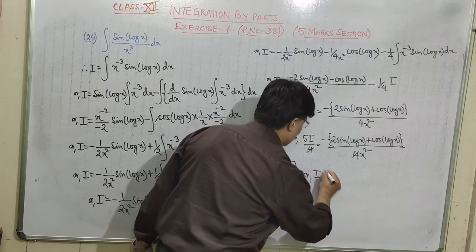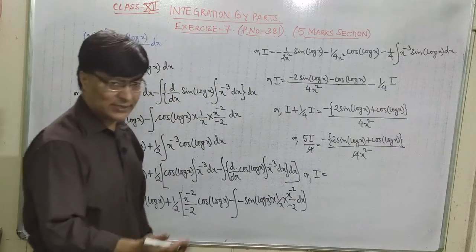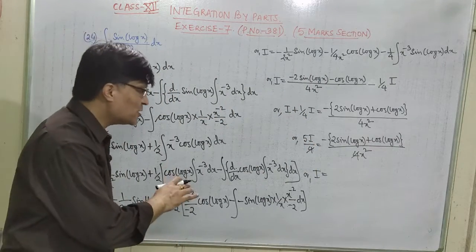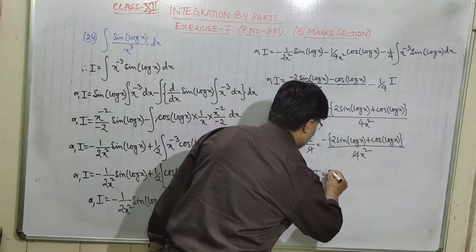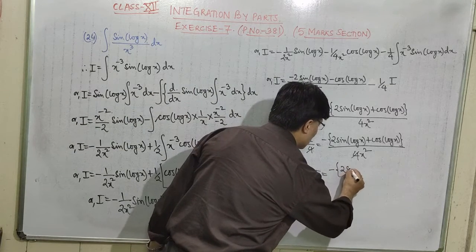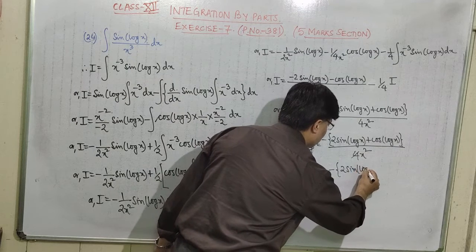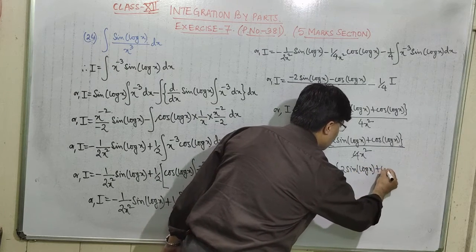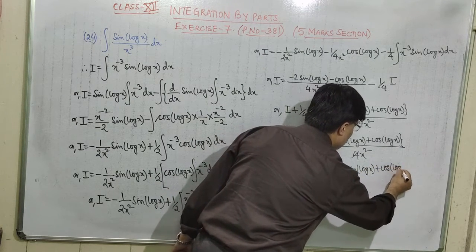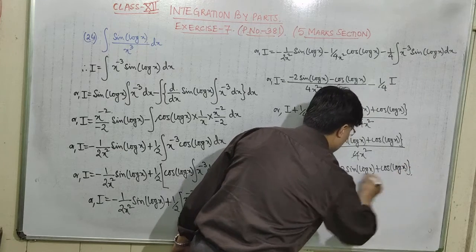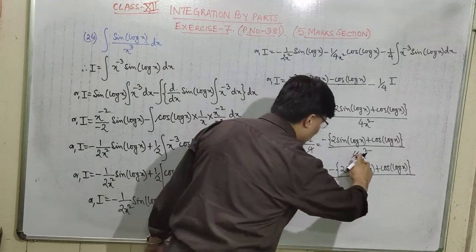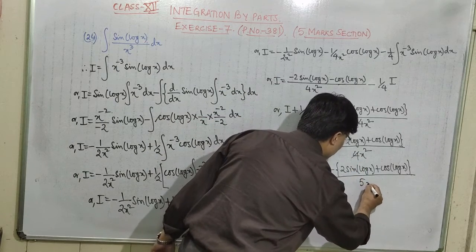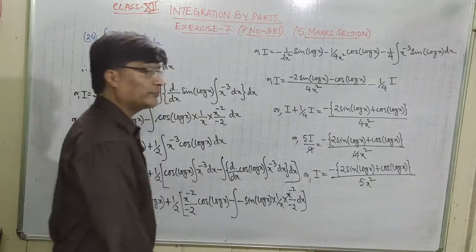Or what is the value for I? You can take this 5 to the right hand side. So when this 5 is taken to the right hand side, you should write it in the denominator. That is minus, within second bracket 2 sine of log x plus cos of log x. Second bracket is closed, whole divided by. So it is cross multiplied by 5 here. So it is 5x square.